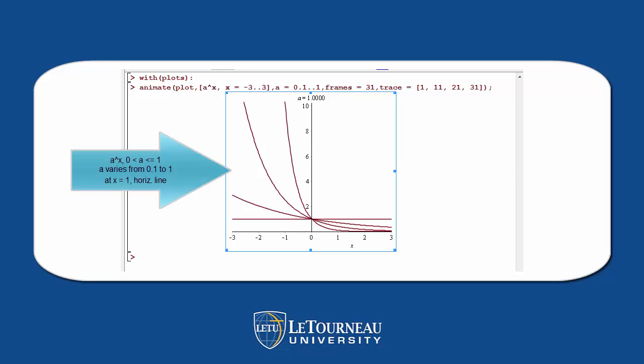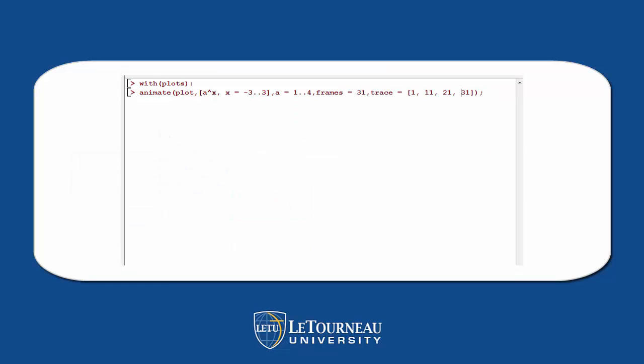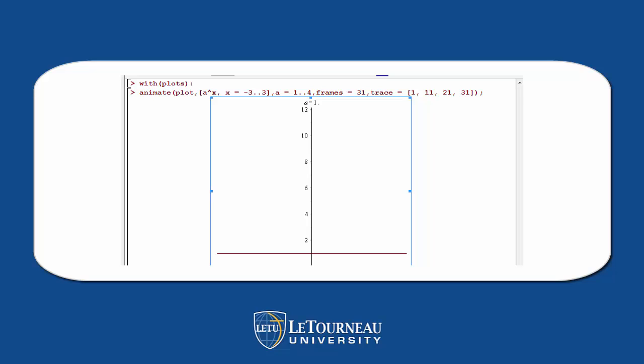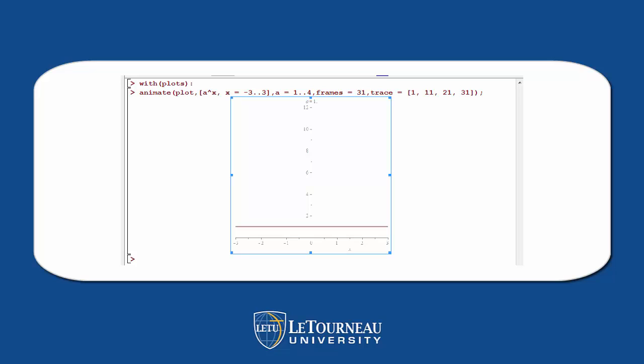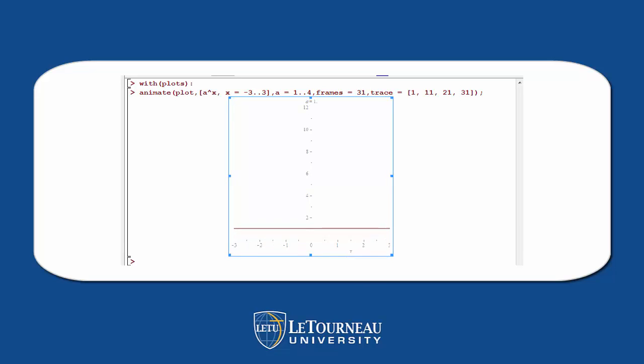Okay, so for a to the x with 0 less than a less than or equal to 1, a varies from 0.1 to 1. At x equal to 1, as I said, we have a horizontal line. Now, let's switch a little bit. Notice in this case, we're going to let a go from 1 to 4. And we're going to animate it through 31 frames, but it's going to only draw 4 of them. So watch what happens as this goes.